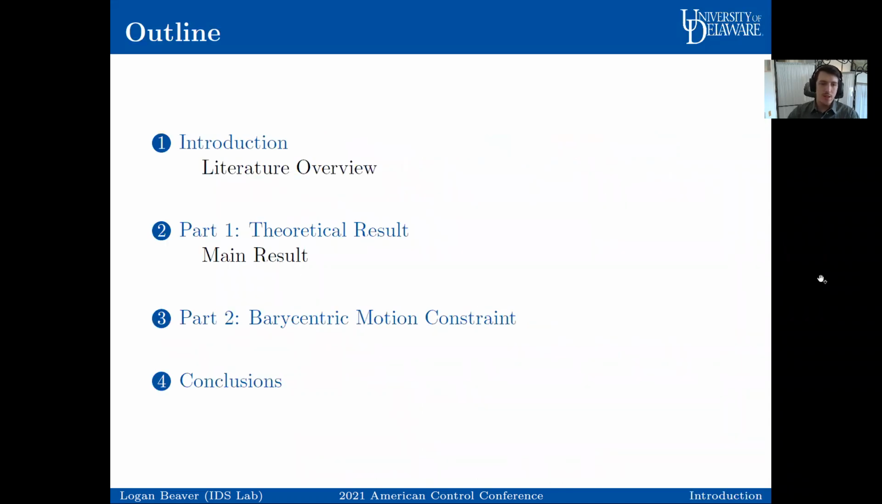So here's just a brief outline of what I'm going to be talking about today. I'm going to introduce the problem, talk about some related literature, and then we really have two parts to our result. The first one is our main sort of theoretical result, and the second part is applying this to our particular type of constraint in a system we're trying to optimize. And then finally, we'll quickly do some conclusions and discuss future work.